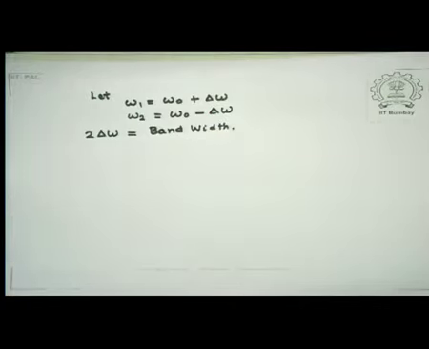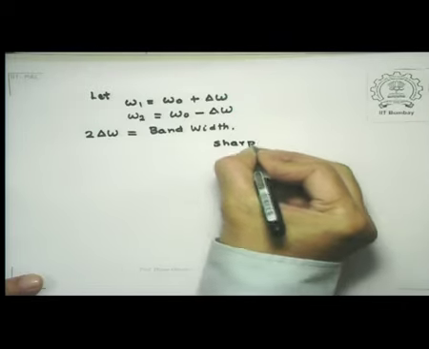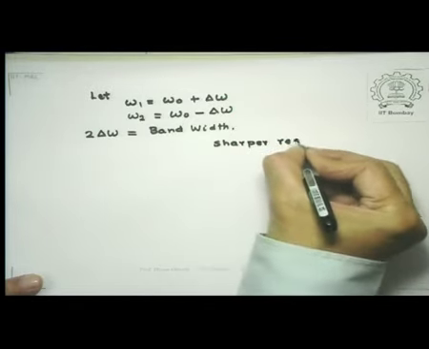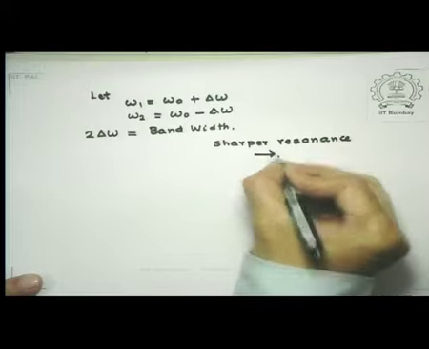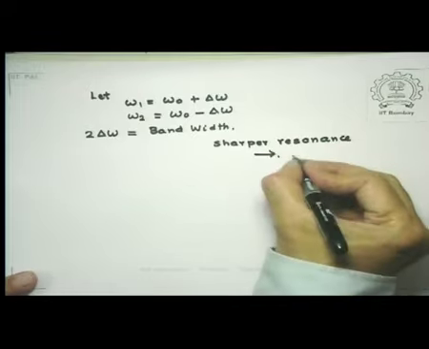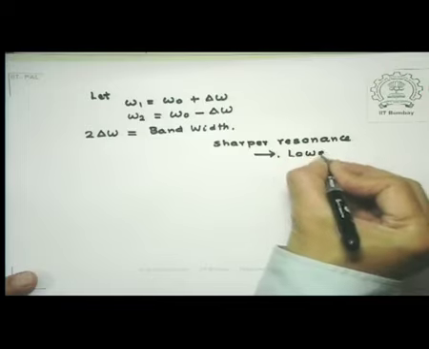So what it means is this: if you have a sharper resonance, then your bandwidth becomes smaller, because then the peak is much sharper. So sharper resonance implies lower bandwidth.